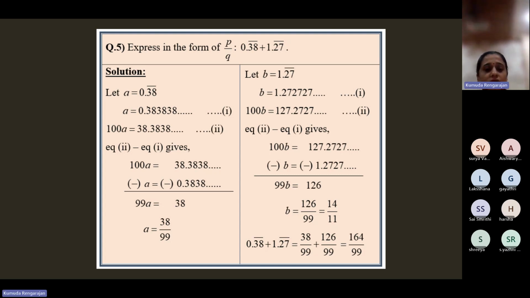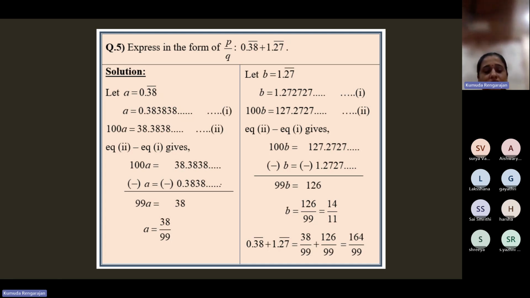So A is 0.383838, two digits recurring. So you'll have to find 100A. When you multiply A by 100, you'll get 100A. The decimal point moves two places, so it'll be 38.383838. So 100A is 38.3838 going on forever.